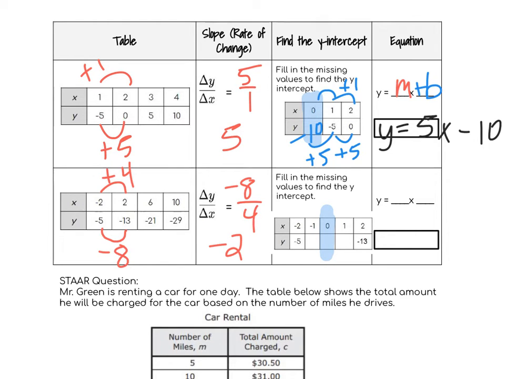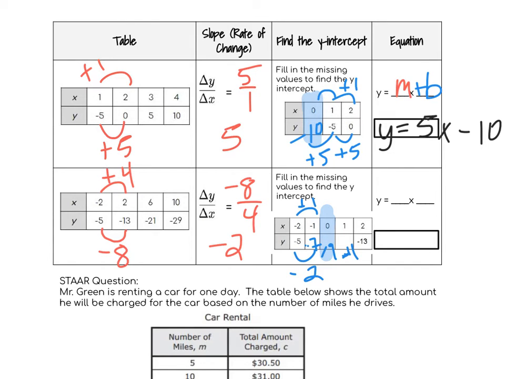If my slope is negative 2, that means that every time my x goes up by 1, my y is going to go down by 2. Okay? So negative 5 minus 2 is negative 7. Negative 7 minus 2 is negative 9. Negative 9 minus 2 is negative 11, and negative 11 minus 2 is negative 13.